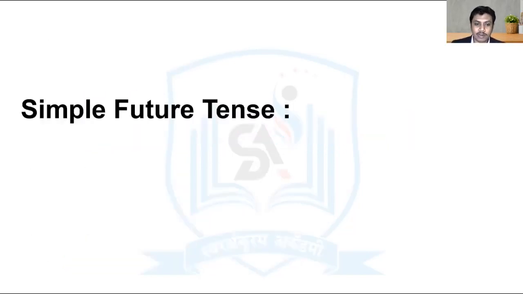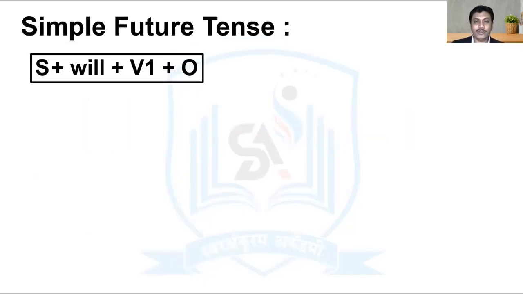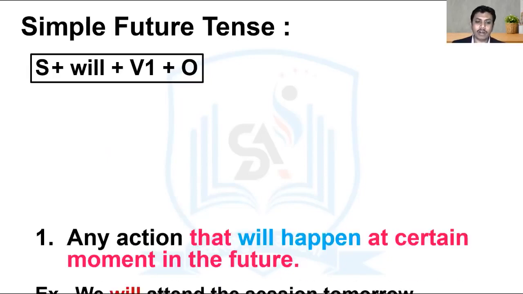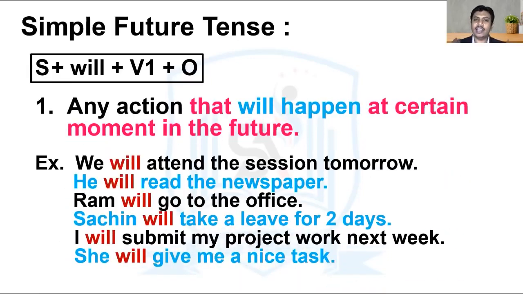Now, last one, but not least, simple future. We use will plus V1. When we talk about this structure, we say any action that will happen at a certain moment in future, we will use simple future. I will see you tomorrow. I will meet you in the live session on day 4. I will see you in the live master class on day 5. Any action that will happen at a specific moment in future.